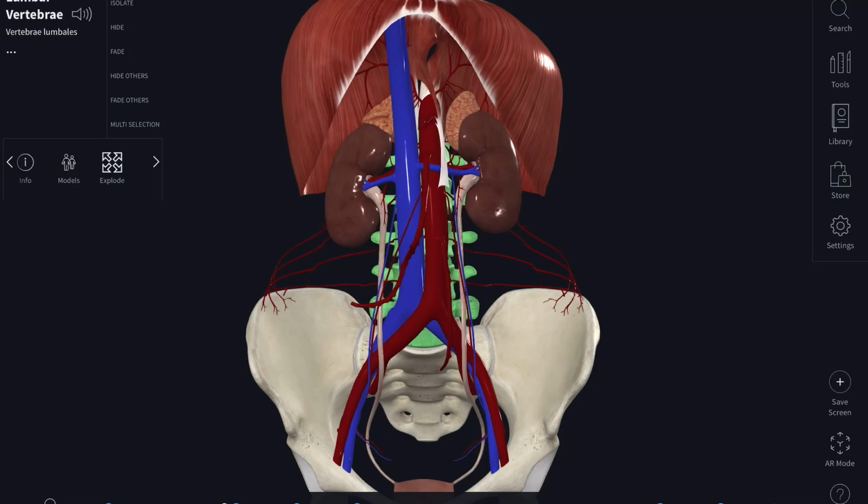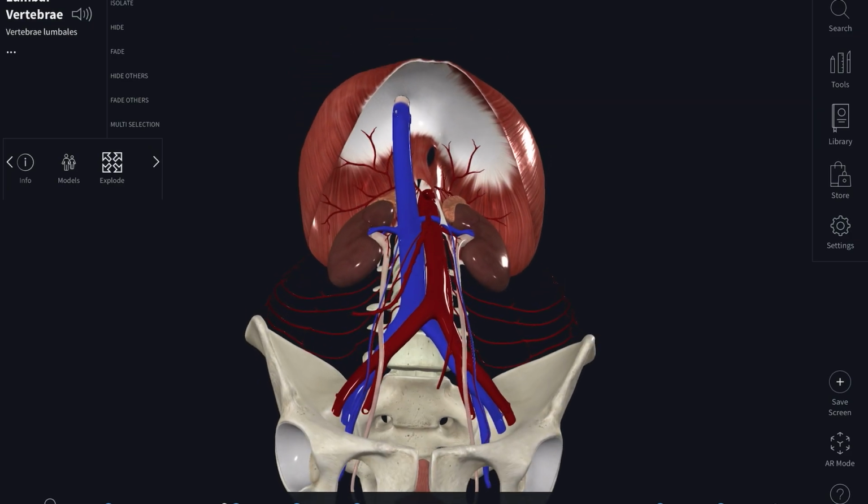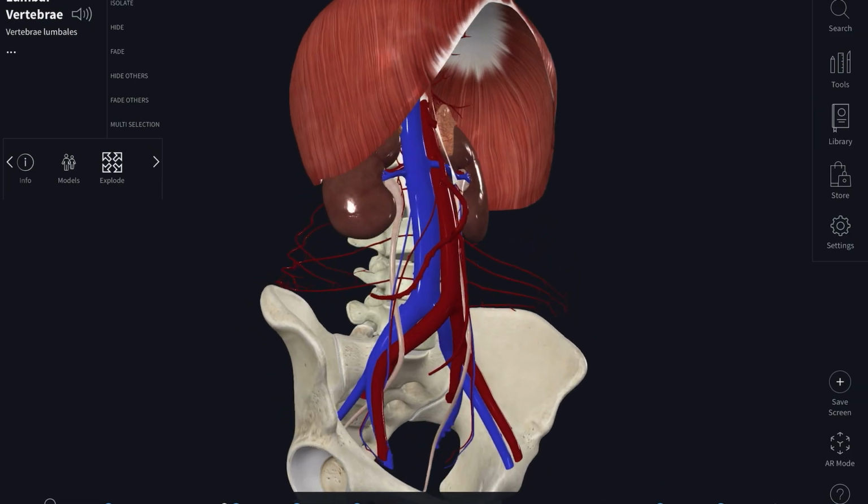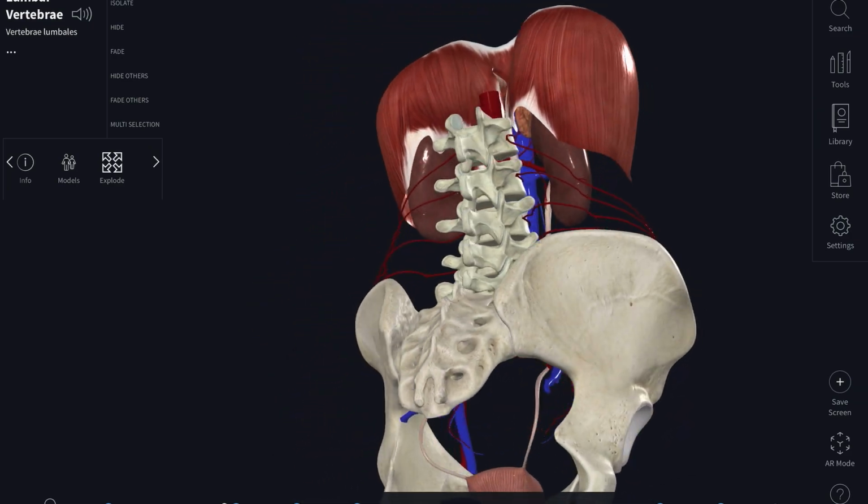Hey everyone, in this video we're going to be covering blood flow in the abdominal area again, but this is going to be for the kidneys and blood flow going down into the legs and how everything kind of fits together. So let's dive right in and we'll start from top to bottom.